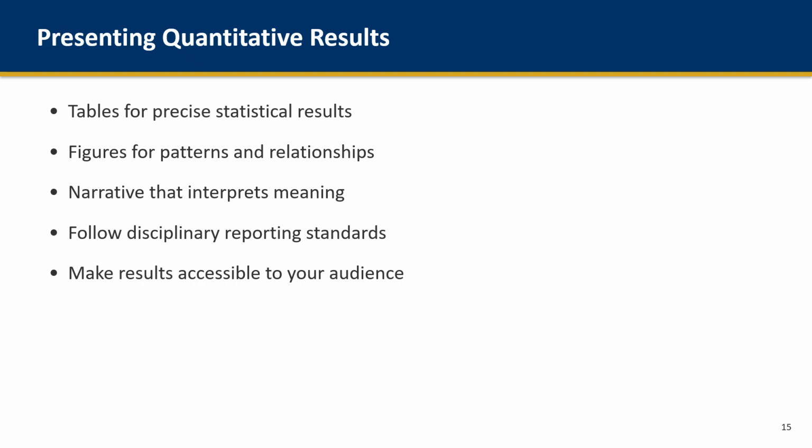Make results accessible to your intended audience. Technical readers may want detailed statistical information. General audiences may need more explanation and less technical detail. Consider who will read your work and present accordingly. Never report statistics you don't understand. If you can't explain what a result means, you shouldn't include it.